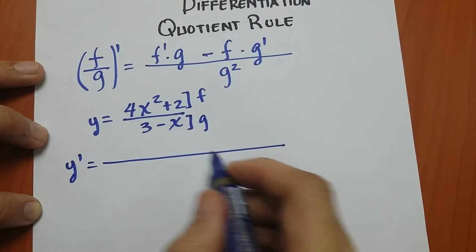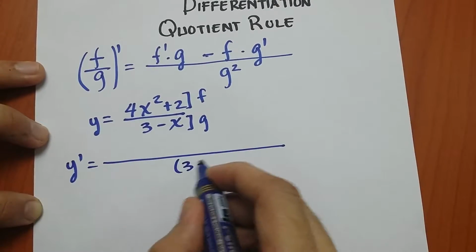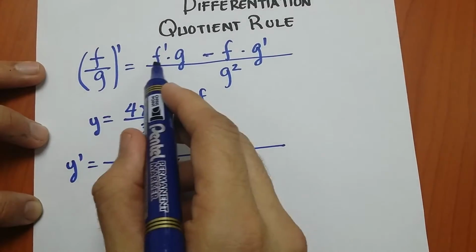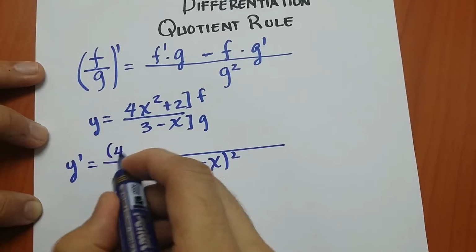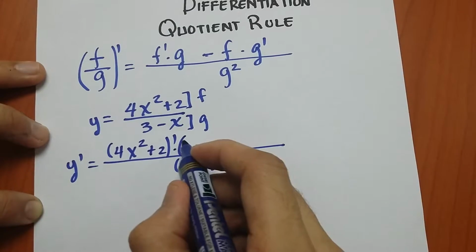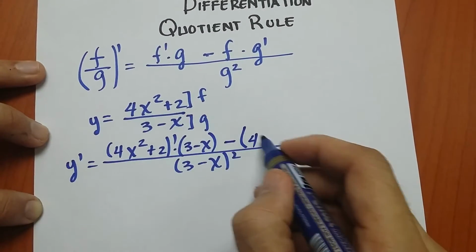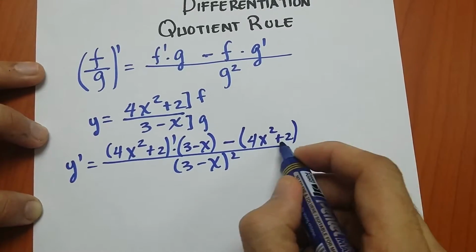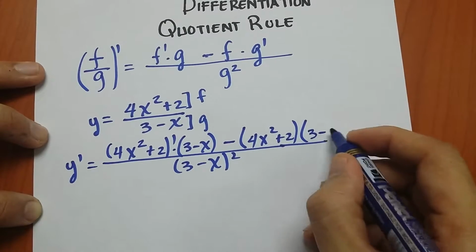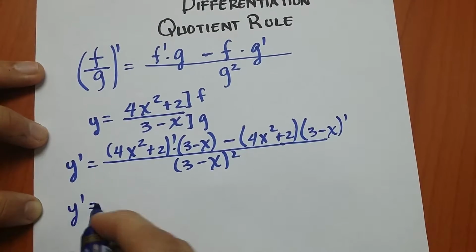It says that at the denominator we have g squared, so it's (3 minus x) squared, and at the numerator we have f prime, and this is (4x squared plus 2) prime times the denominator, that is 3 minus x, minus 4x squared plus 2, which is f, times the derivative of the denominator, that is (3 minus x) prime. Now we go and compute each of the derivatives.